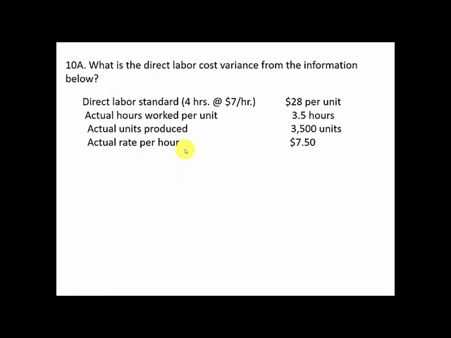10A. What is the direct labor cost variance from the information below? They give us direct labor standards, which to make a unit you have to spend 4 hours of labor at standard, and $7 per hour is the standard for labor, so each unit in terms of direct labor would be a total of $28 worth of labor.